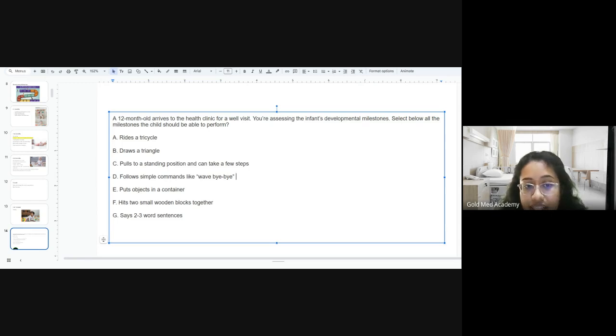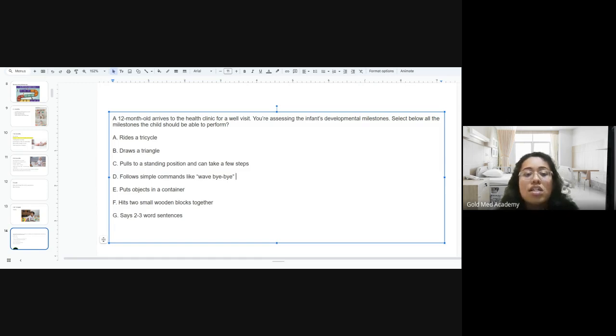Okay, so they're definitely not going to be able to say 2 to 3 word sentences. We see very basic vocabulary at this point, things like mama, dada, those very basic things. More cooing, especially in the earlier stages of development. It's more cooing that we're seeing, not really 2 to 3 word sentences.